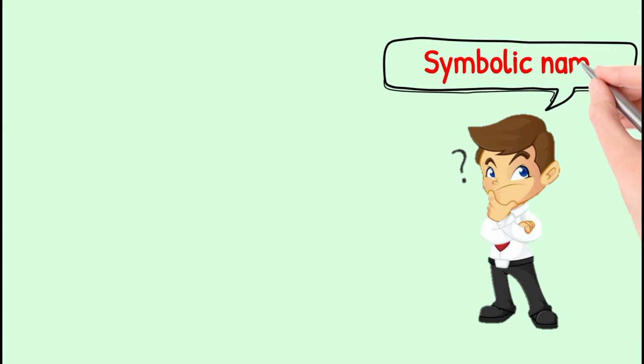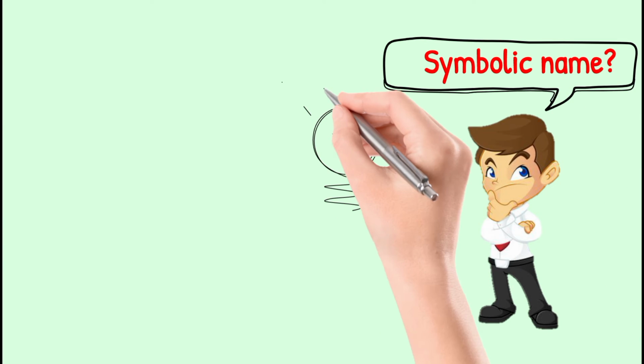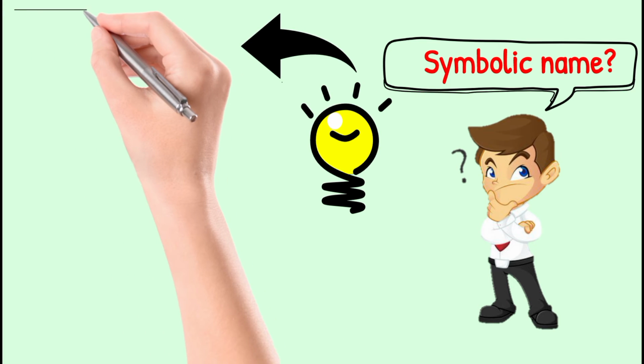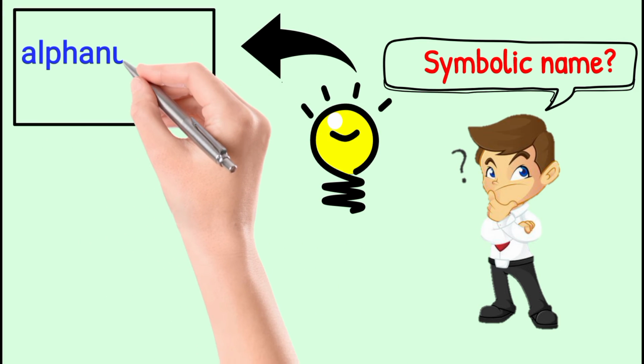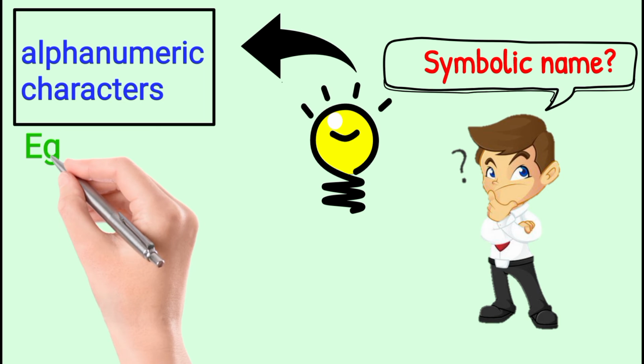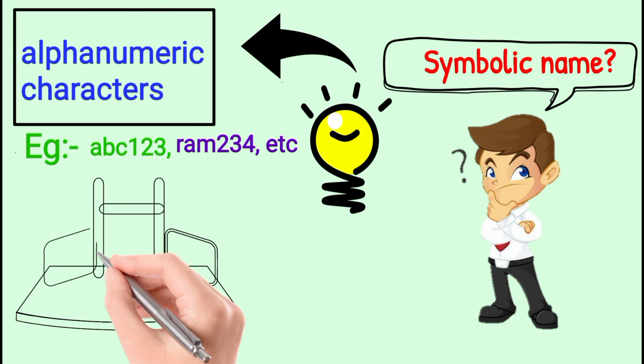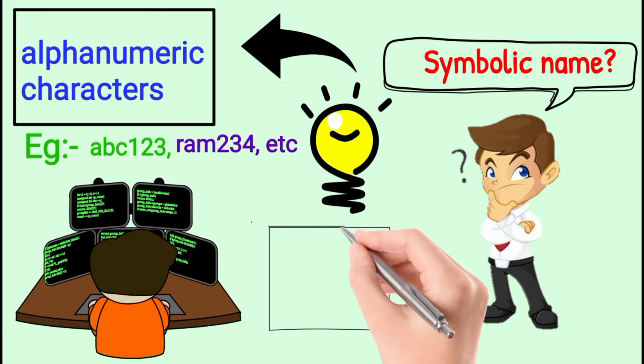Here you might ask, what is a symbolic name? Okay, let me help you with that. It is nothing but a name made out of alphanumeric characters. For example, ABC123, RAM234, and so on. The variable names help a programmer identify what the variable will be used for.